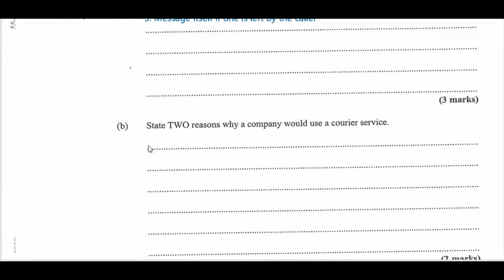Now, a courier service is if you have ordered something online and you have to get it to your customer. If you own a business online, they order something off of your page or website and you have to get this item to your customers, you would hire a courier service. So, state 2 reasons why a company would hire a courier service. A courier service ensures that packages or goods are delivered quickly and on time.